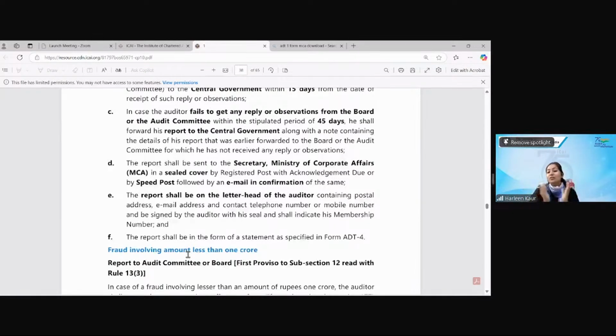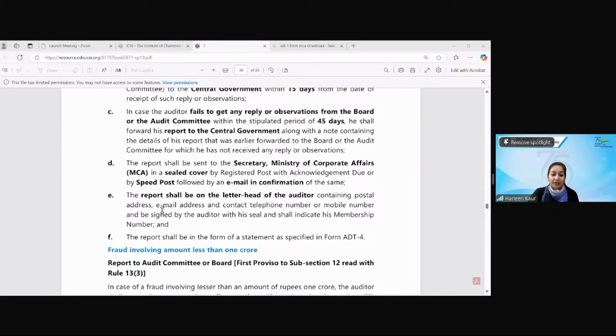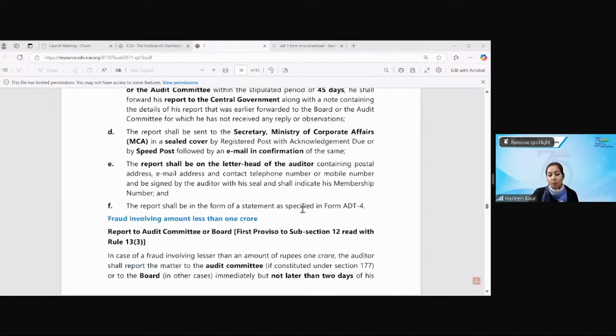And in what form does this report need to be sent, children? What is the form number in which the audit report containing a fraud needs to be sent? Tell me. ADT 1 was for the appointment of auditor. ADT 2 we did for removal of auditor. ADT 3 we did for resignation of the auditor. Which is the last form? We only have 4 forms in this chapter. So which form is to be used for sending the auditor's report for fraud? ADT 4, absolutely correct. All of you have given the correct answer. Report shall be in the form of ADT 4.